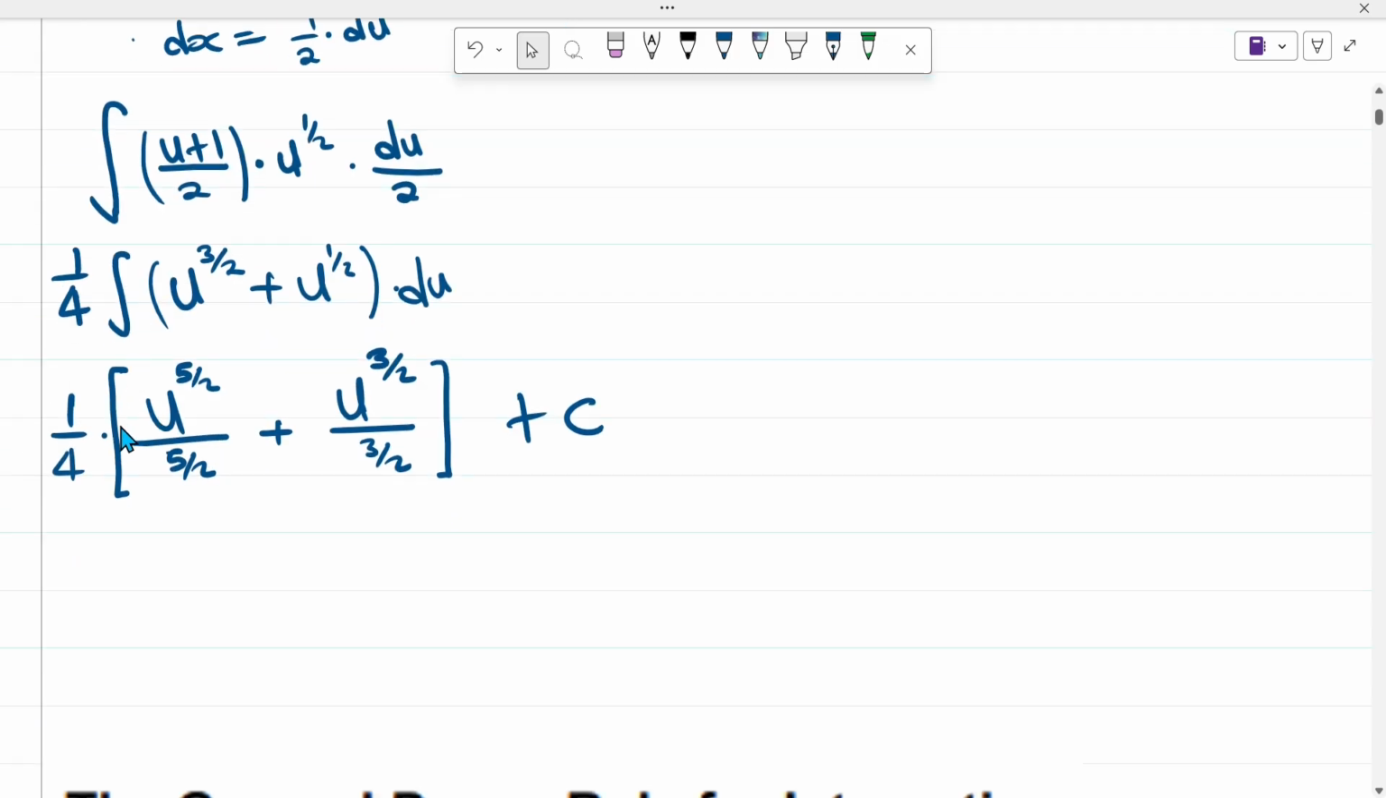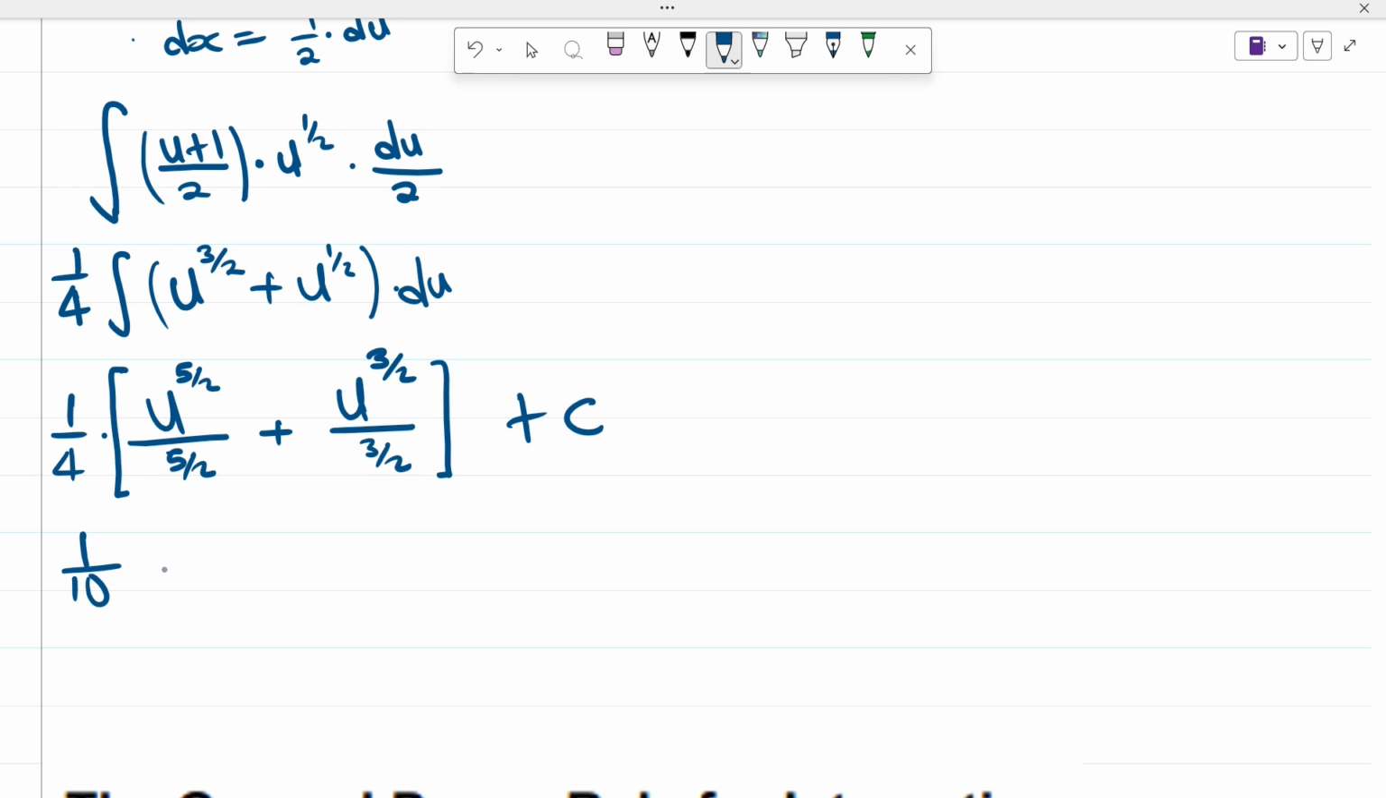And then let's first rewrite this thing. So this is going to be 2 over 20, because 2 will go up there, and then 5 times 4. So this is going to be 2 over 20, which is simply just 1 over 10.